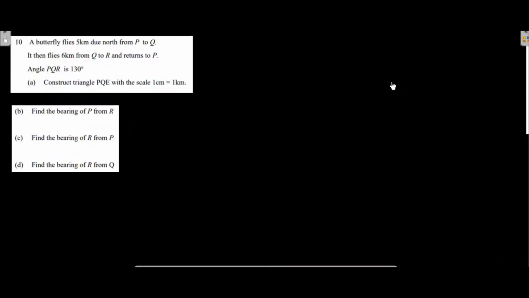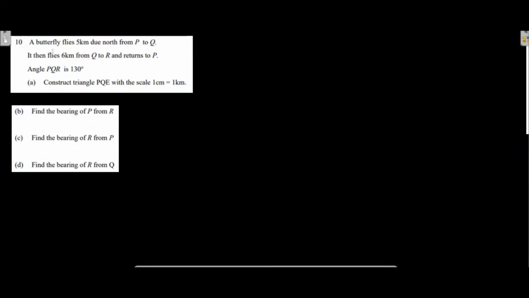Okay, so this is question number 10, and this question is based on bearing. We have the last two questions on bearing. When you read the question, you have to draw the diagram roughly first, and then it is easy for you to do any construction. So let us try to understand the diagram first.